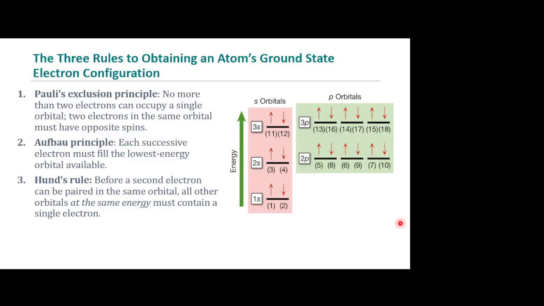Hund's rule. This is actually the one that I reminded you of before. Before a second electron can be paired in the same orbital, all other orbitals at the same energy must contain a single electron. These same energy orbitals are called degenerate orbitals, by the way. For example, these 3 p's are all degenerate to each other because they're the same energy. How about the 2p versus the 2s? Are those the same energy? No, the s is actually lower energy, isn't it?